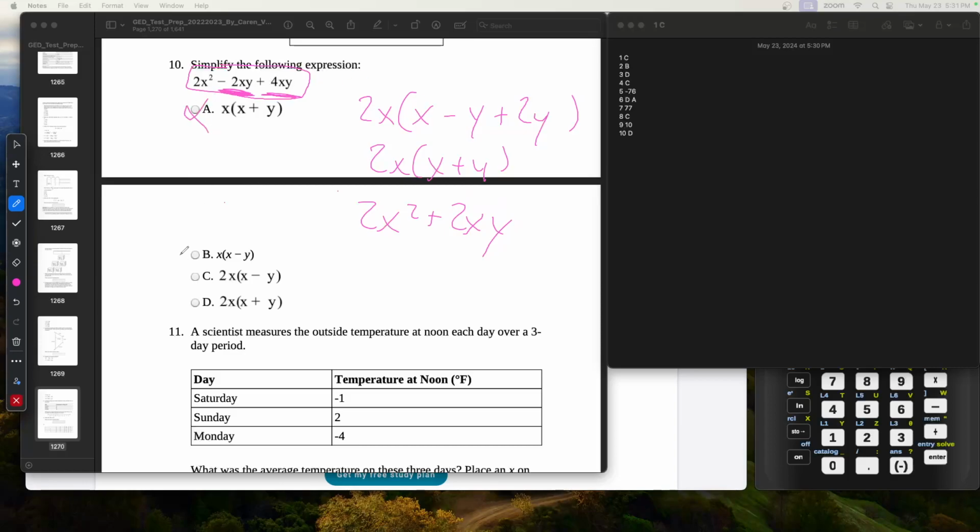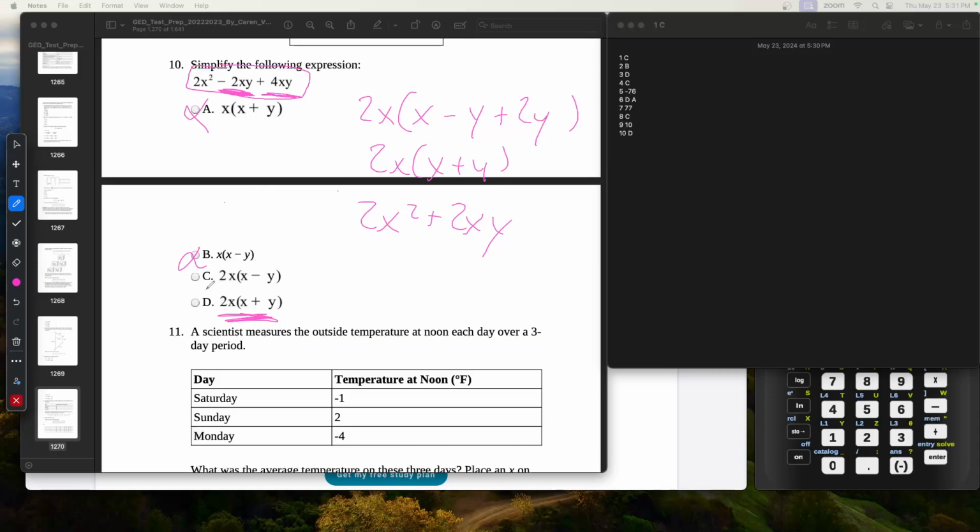And so it's obviously not A or B. Where's the 2? It just disappeared. You can't do that. 2's don't just disappear. And then, yeah, we're definitely looking for the plus one. Why is there suddenly a minus sign here? That doesn't make sense.